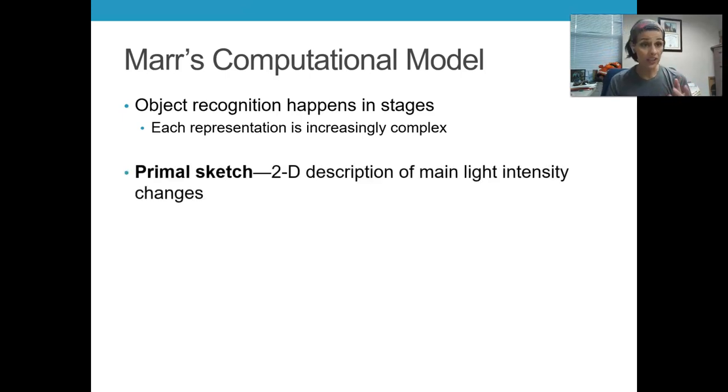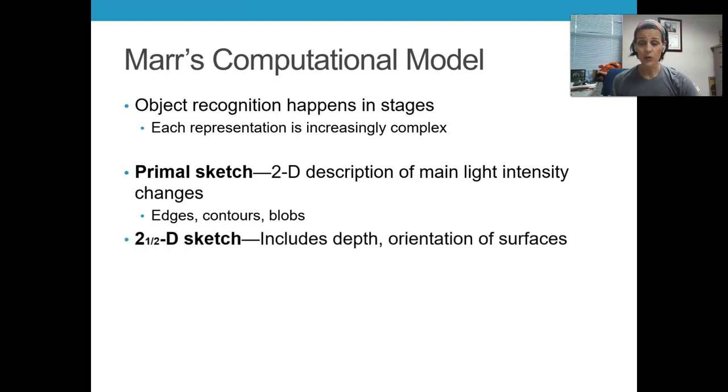So the first thing that we're going to do, according to this model, to help recognize objects is create a primal sketch. This is a two-dimensional description of the major light intensity changes. So it's going to look at things like edges, things like contours, blobs of light or shadow. From that primal sketch, we're going to develop what's called a 2.5D sketch. So we're going to focus on the depth and the orientation of surfaces. And that's going to include focusing on things like shading, like texture, and motion, if it's present.